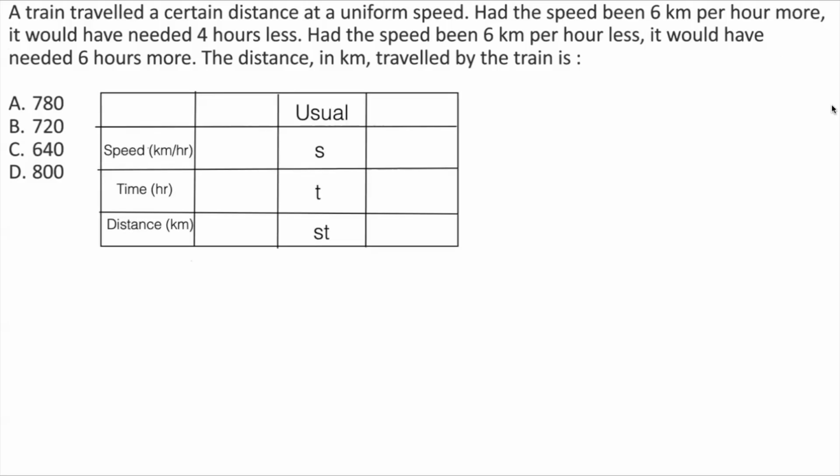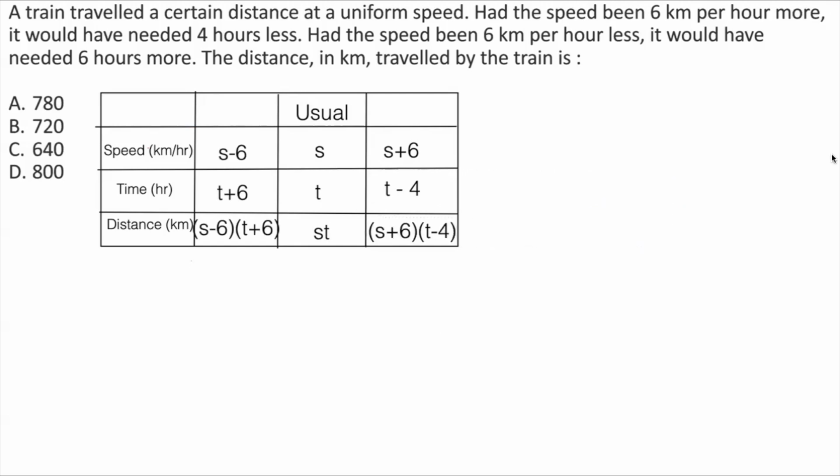So we can tabulate everything like this. Let the speed be given in kilometers per hour, the time in hours, and the distance in kilometers. The usual speed I'm assuming as s, the usual time as t. The usual distance is the usual speed into usual time, s into t. Now, as per the question, when the speed is 6 more, the time is 4 less. So when the speed is more by 6 kilometers per hour, the new speed should be s + 6. And when the time is less by 4 hours, it should be t − 4. In this case, the distance will be the speed into time, so (s + 6)(t − 4).